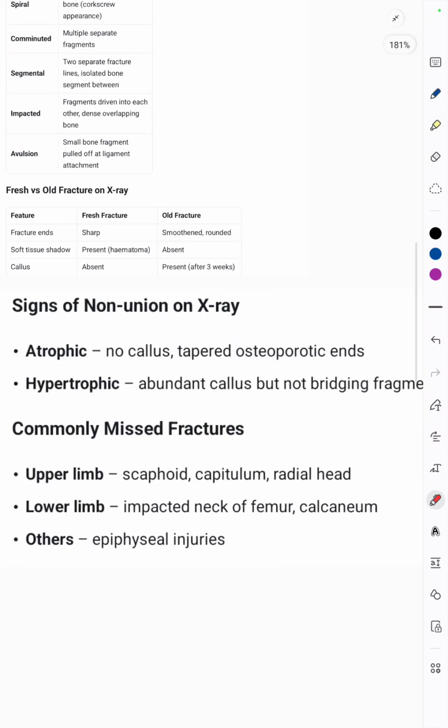And signs of non-union on X-ray. It can be either atrophic or hypertrophic. Atrophic means absolutely no callus formation and there are tapered ends, while in hypertrophic there is abundant callus but it is not bridging the fragments. Then commonly missed fractures in the upper limb are the scaphoid fracture, capitulum or radial head. In the lower limb, the impacted neck of femur fracture can be missed, and otherwise the epiphyseal injuries can be missed.